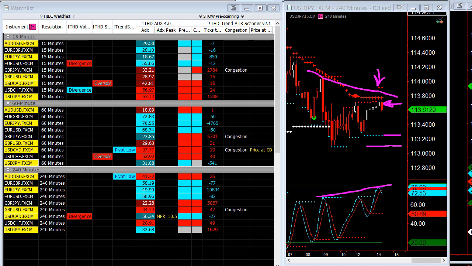And these are just some trades that I'm looking at for this week in the Forex market.